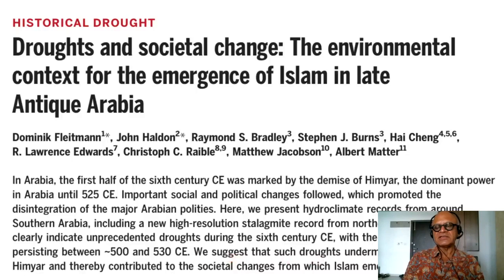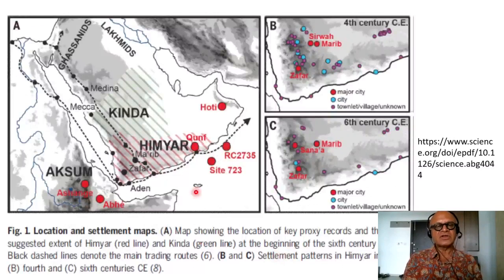We suggest that such droughts undermined the resilience of Himyar and thereby contributed to the social changes from which Islam emerged. So that's kind of an extrapolation there, and not all anthropologists agree in terms of environmental determinism, but just in the context of this paper, we'll just look at it.